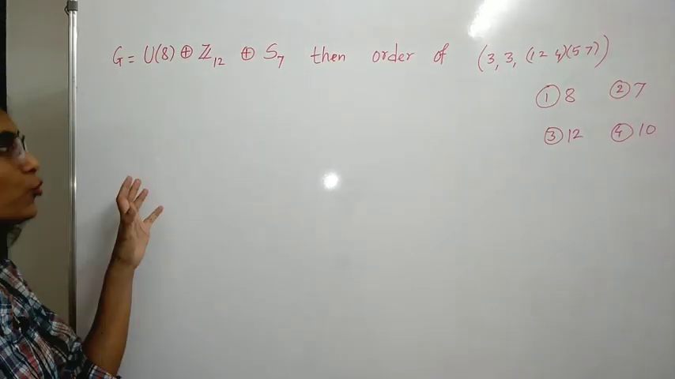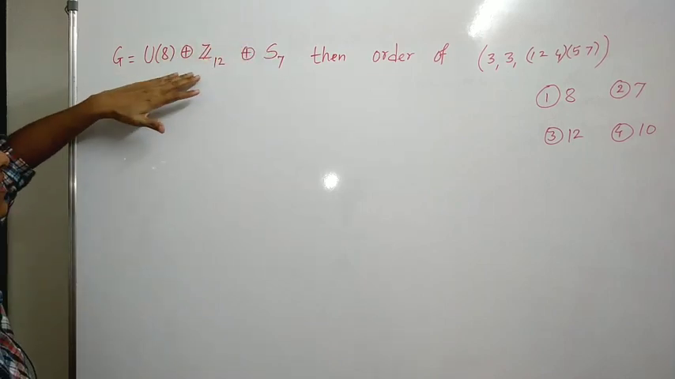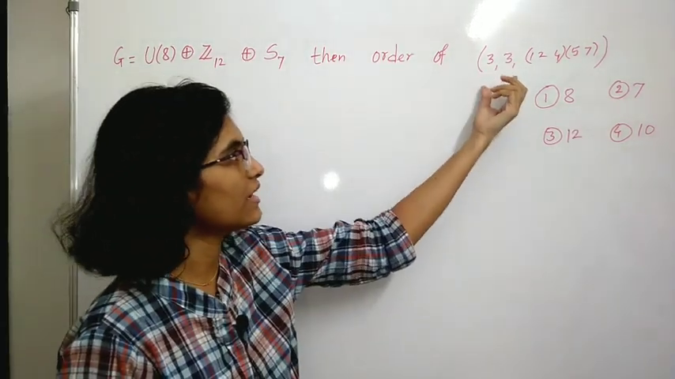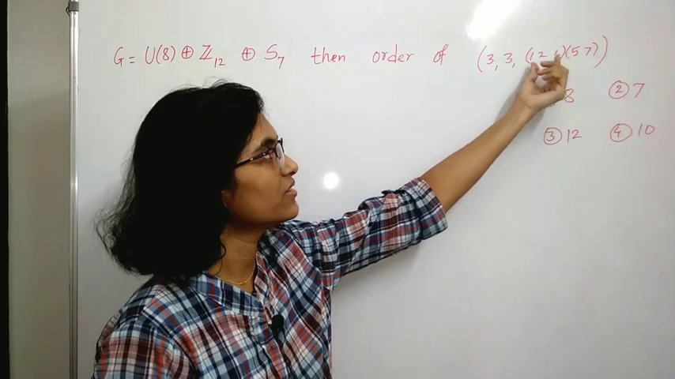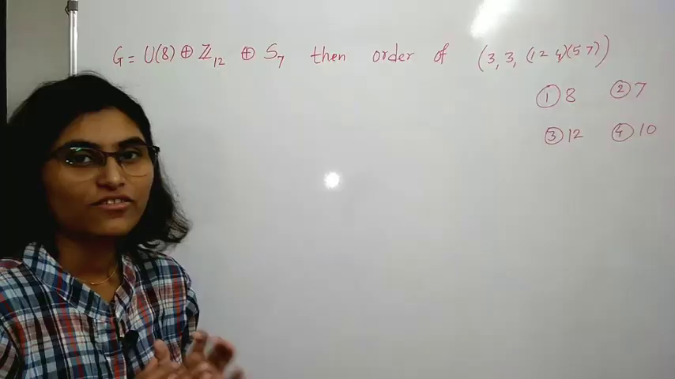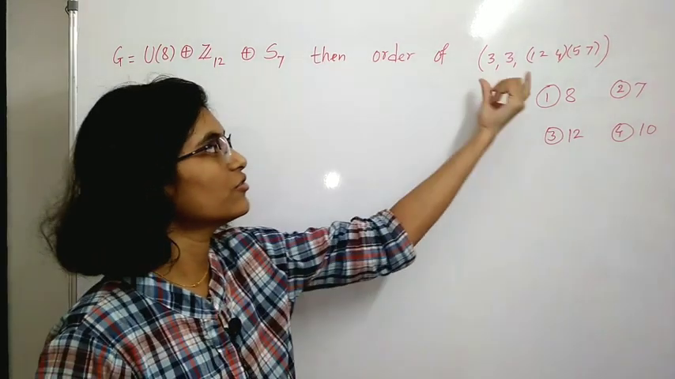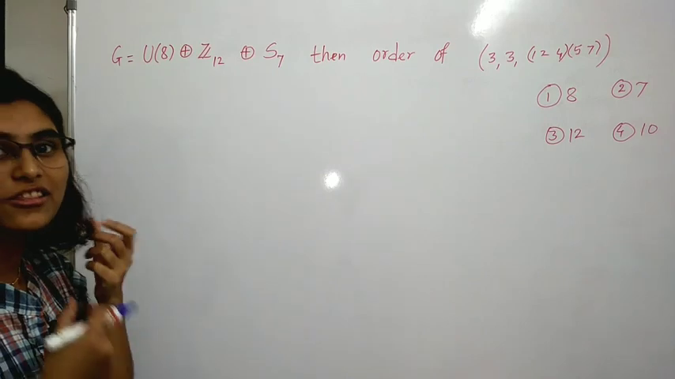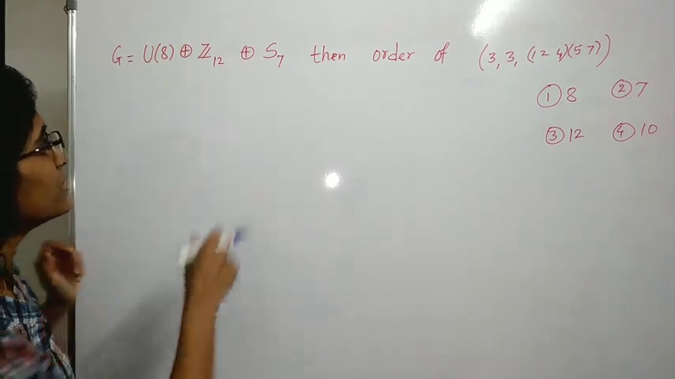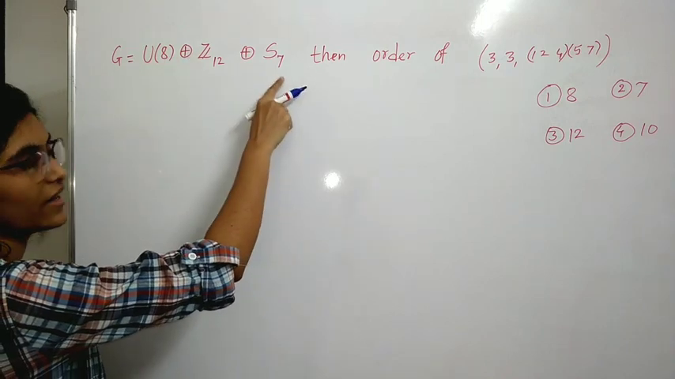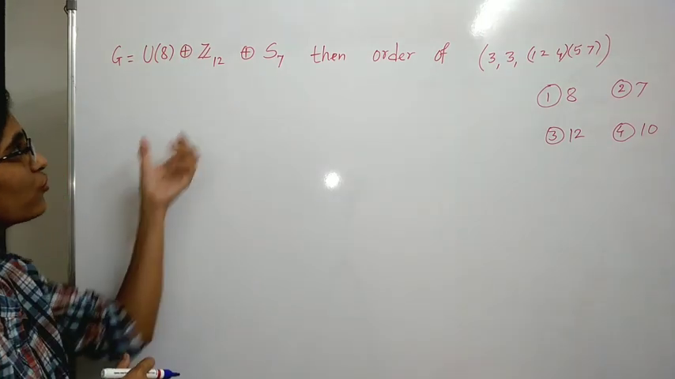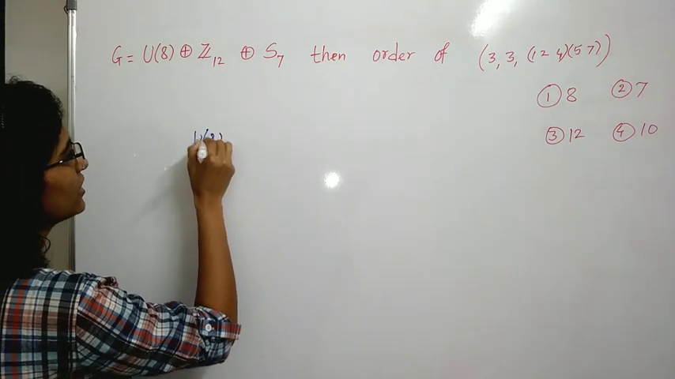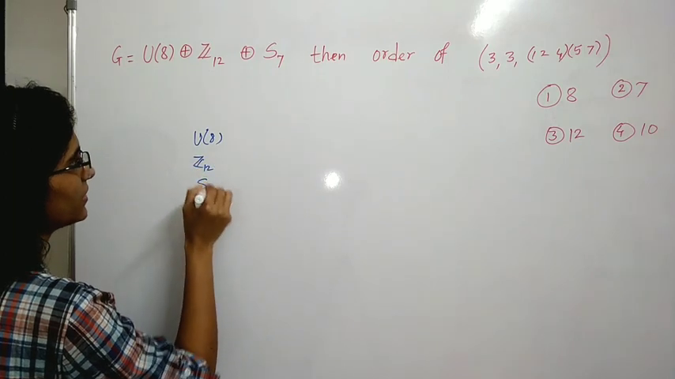We are given a group G as U8 direct sum Z12, direct sum S7. Then find the order of this element (3, 3, (1 2 4)(5 7)). So we just have to find out the order of this element, and this element is from this group. What is this G? G is exactly the direct sum of these 3 groups, right? U8, Z12 and S7. So here we have finitely many groups, that is U8, then Z12 and S7, right?